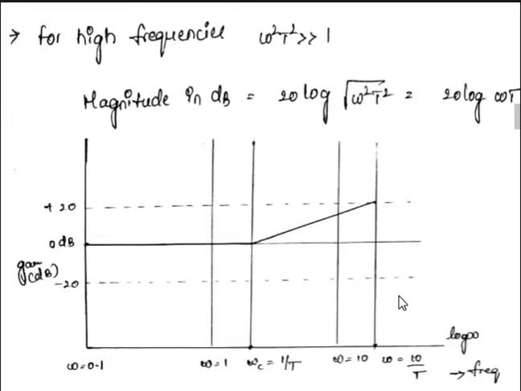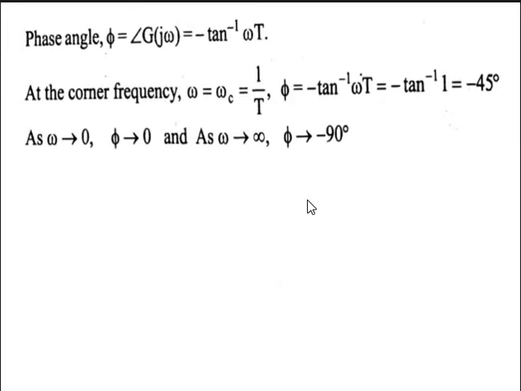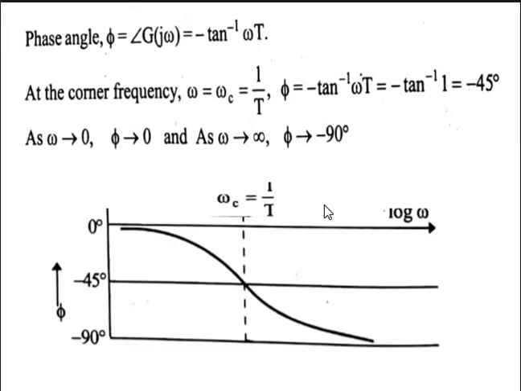So this is the magnitude plot for a simple pole or simple zero. That means other than an origin pole, other than an origin zero. These are the magnitude plots. Now let us go for the phase plots. So this is the phase plot for a simple pole.